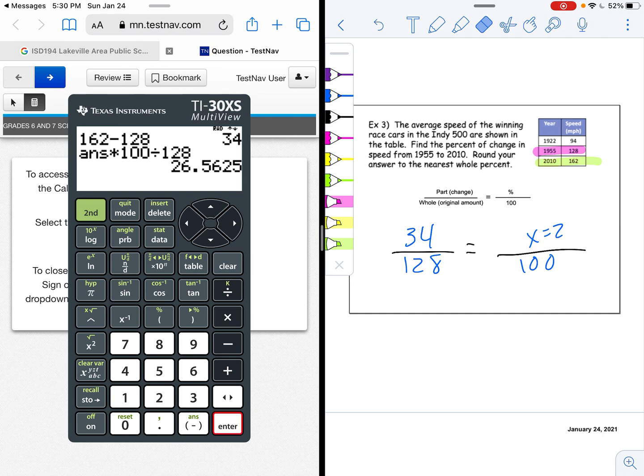So I rounded it, oh, it said to the nearest whole. Well, I got to read my own directions, don't I? So actually it goes to 127%.